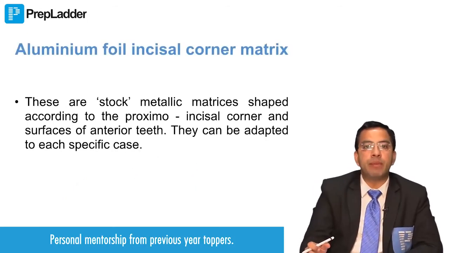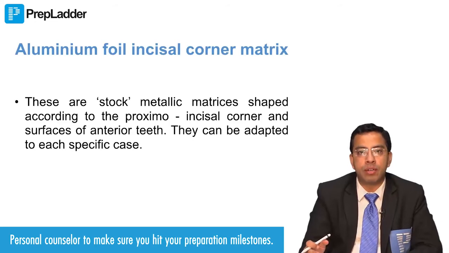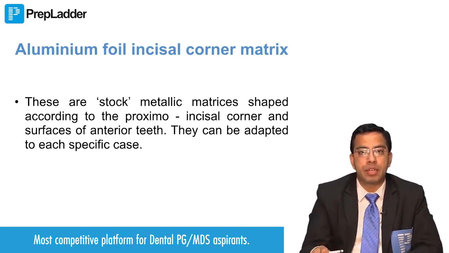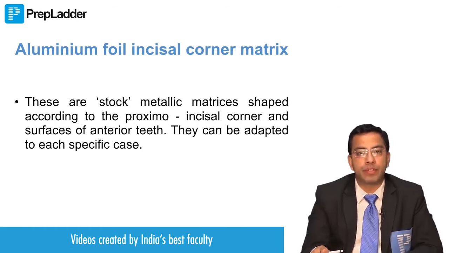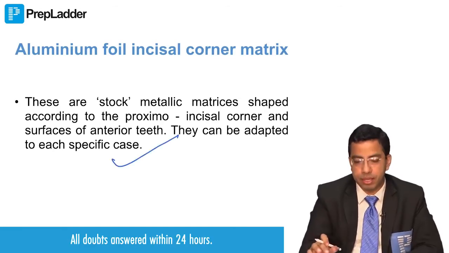Then you have the aluminium foil incisal corner matrix. These are the stock metallic matrices shaped according to the proximo-incisal corner and the surface of the anterior teeth. They can be adapted to each specific case.